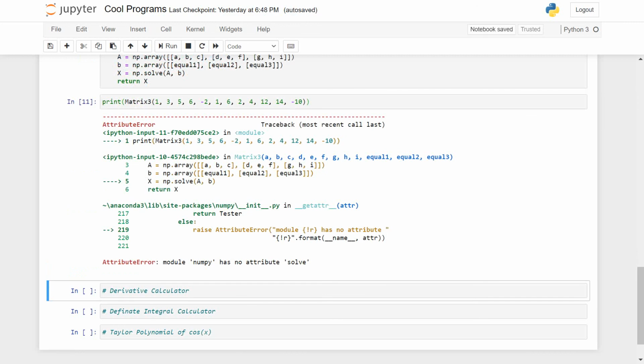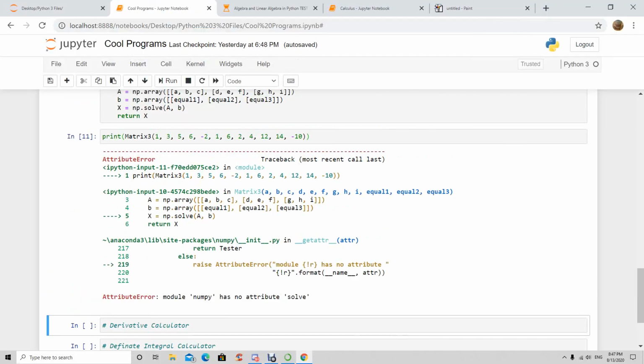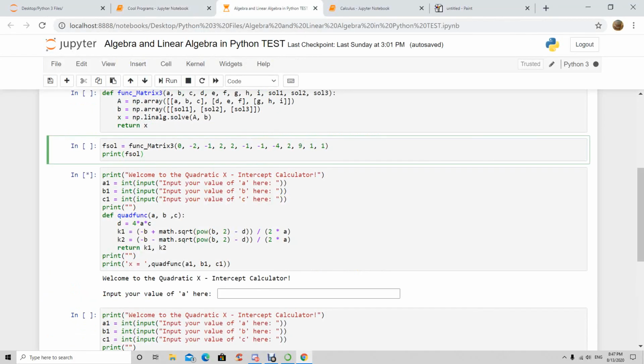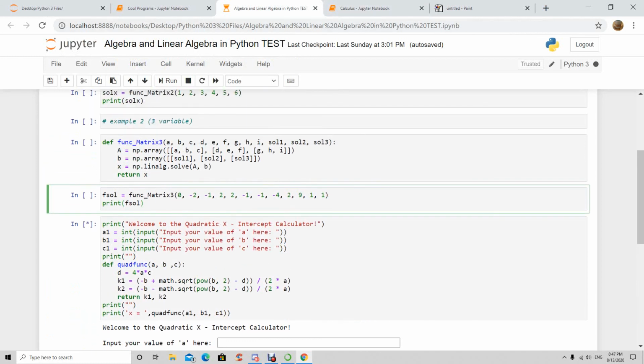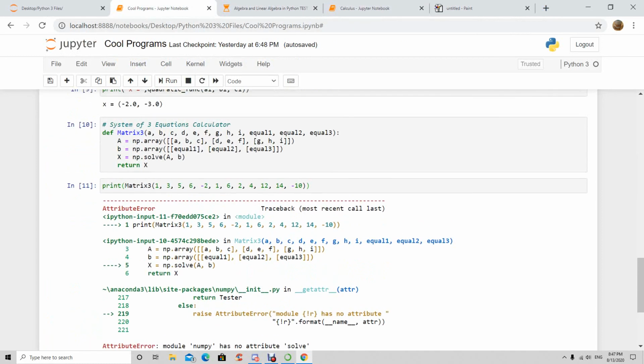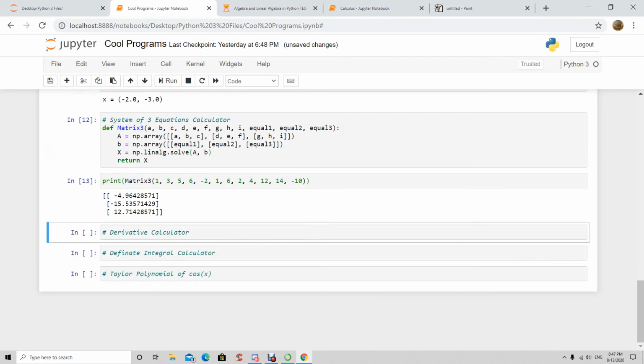Oh, attribute error. Yep, as I suspected. You know, I prepared for this. np.lin. Okay, got it. I remember now. np.linalg, linear algebra, solve. Okay, let's run that again. And there's our fairly complicated solution. So there we go. But nevertheless, this is our solution set.